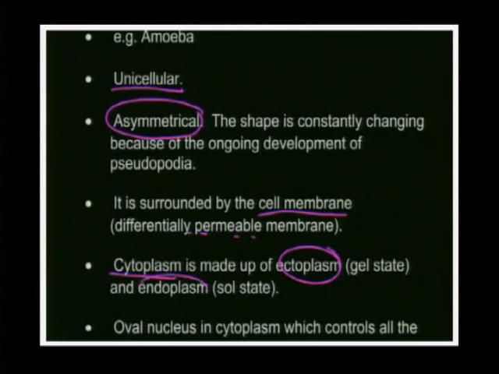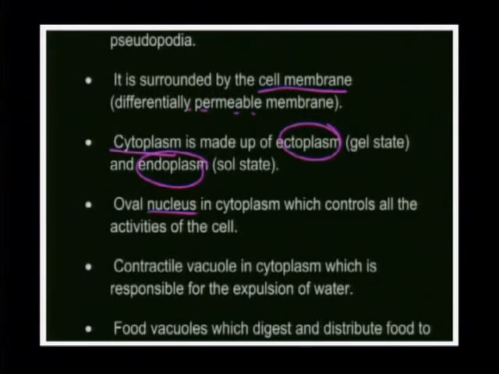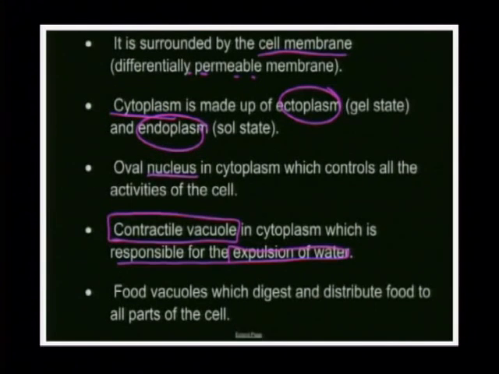The cytoplasm has ectoplasm and endoplasm. There's a nucleus for controlling all of the different activities. The special vacuole called the contractile vacuole to get rid of water, as mentioned. And we find food vacuoles for digestion and the distribution. And remember that that cytoplasm is constantly circulating, distributing nutrients throughout the whole cell.